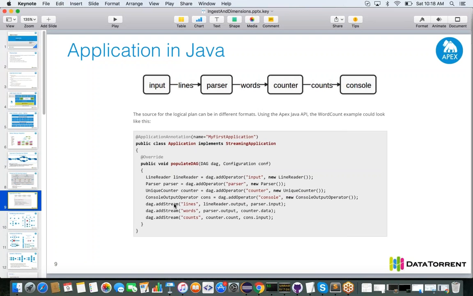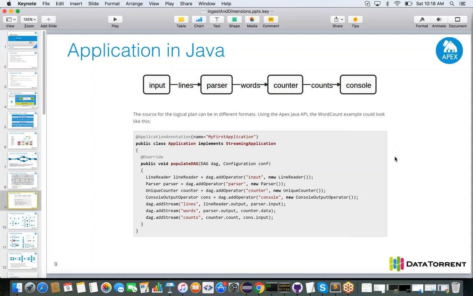The points of connection are ports. So line reader's output port connects to the parser's input port. Parser's output port goes to counter's input port. I'm just calling that input port data in this case. And then counter's output goes to the console's input, which is counter's count port. You can name the ports to whatever you're comfortable with, just variable names that are connected, and then data will flow from input through the console.